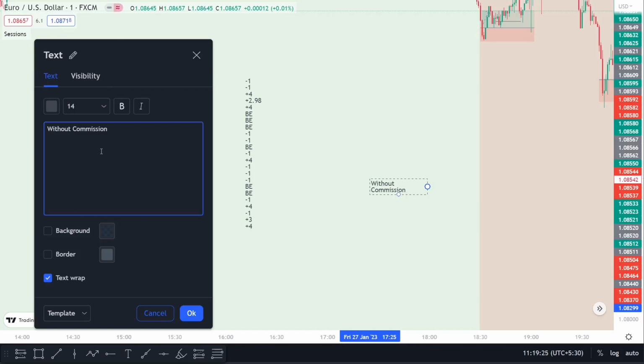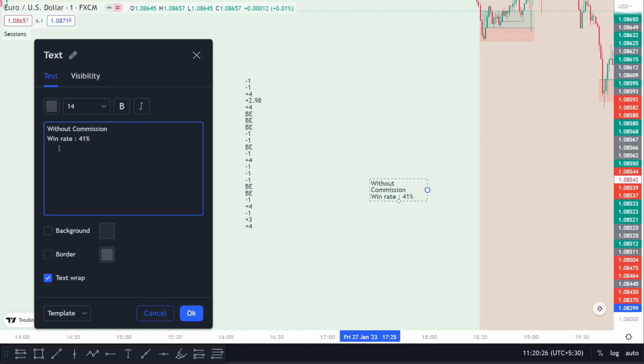-1 plus 4R plus 2.9 plus 4. So break even, another -1, break even, -1 plus 4, -1 plus 3 plus 4, right? So we get the win rate to be, if we don't include the break even, our win rate is 41%. It's pretty much 41%. We get a 41% win rate.